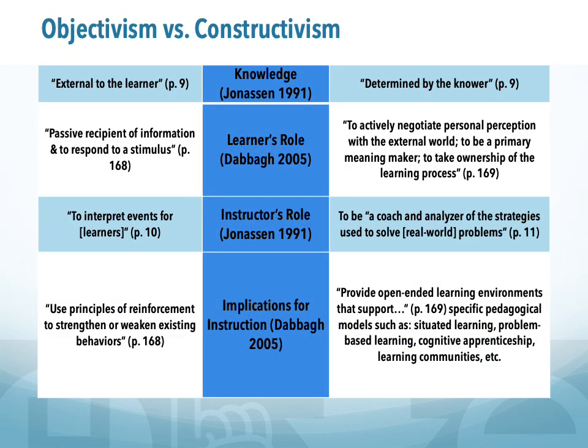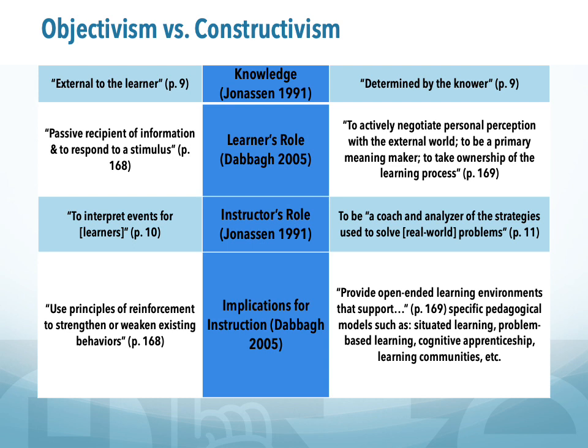So now that we understand some basics about objectivism and constructivism, let's compare how they differ in the way knowledge is created, in the role of the learner, the role of the instructor, and implications for structuring learning. We already know that objectivism considers knowledge to be external to the learner, something outside the learner, while constructivism believes that knowledge is determined by the learner. It's an internal process.